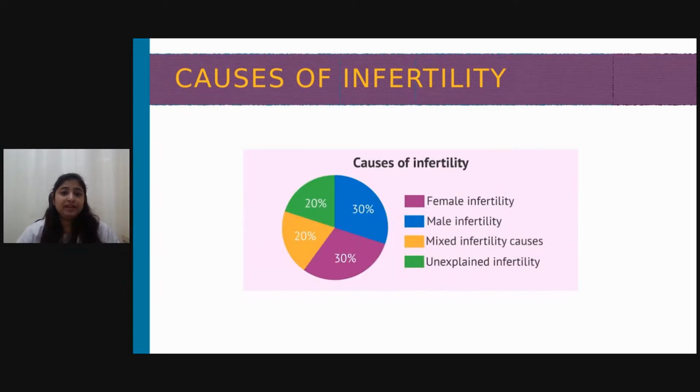the causes of infertility, as you can see in this table, 30% of infertility is mostly because of female factors. 30% can be because of male factors, and 20% is mixed infertility, which means both male and female factors are involved. And 20% is unexplained, which means we have done all the investigations and have not found any abnormality. That is unexplained infertility. So infertility can be from the female partner or from the male partner. Any factors can be there, so we need to investigate both.